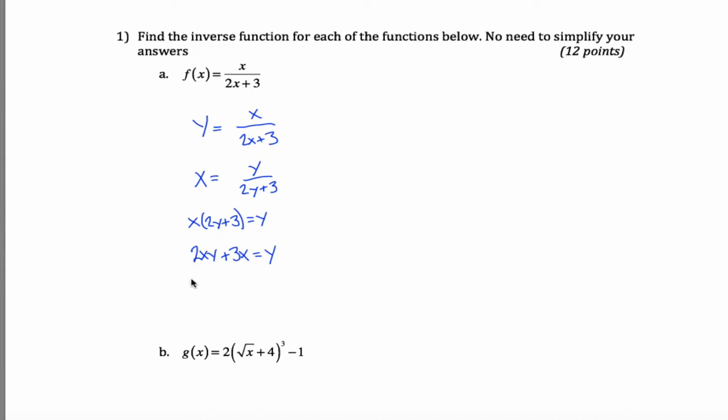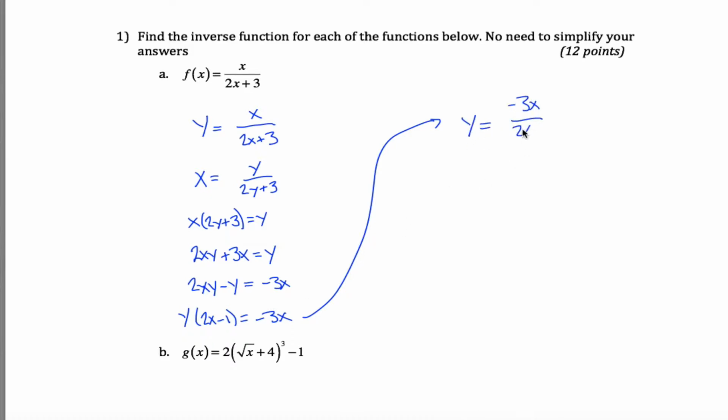And now I can subtract y from both sides of the equation. And then subtract 3x from both sides of the equation. Get to here. And the advantage to having each term, here's one term and here's another term, have a y in it, is I can factor out a y. Factor out a y, and you're left with 2x minus 1. So to solve for y here, I can just divide both sides of the equation by 2x minus 1. End up with something like this.